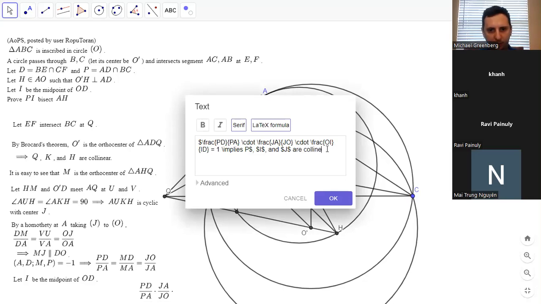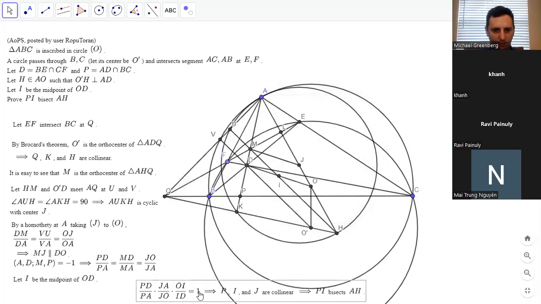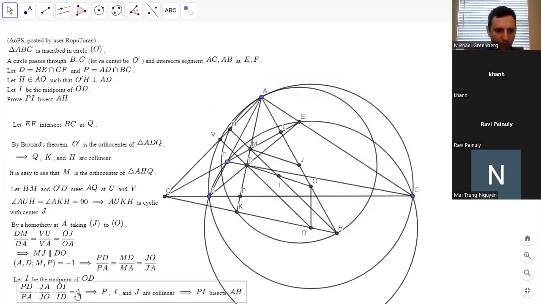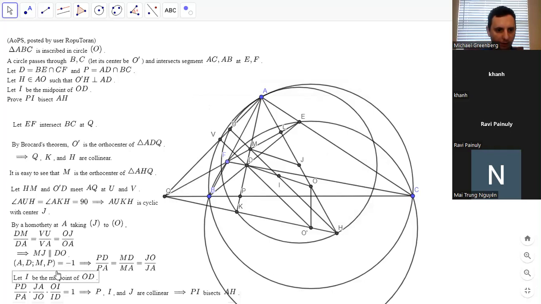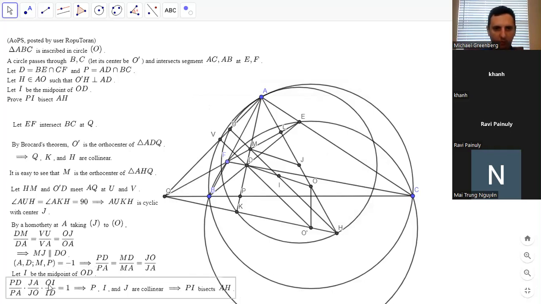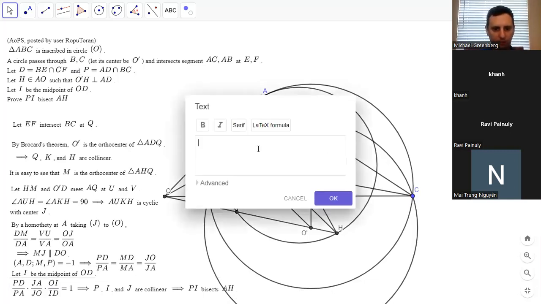And that means that PI bisects AH. All right, that was a fun one. Did I ever define J? I don't think I did, so I'll just say let J be the midpoint of AH. Then I'll move on to the next one. So yeah, we're flying through these.